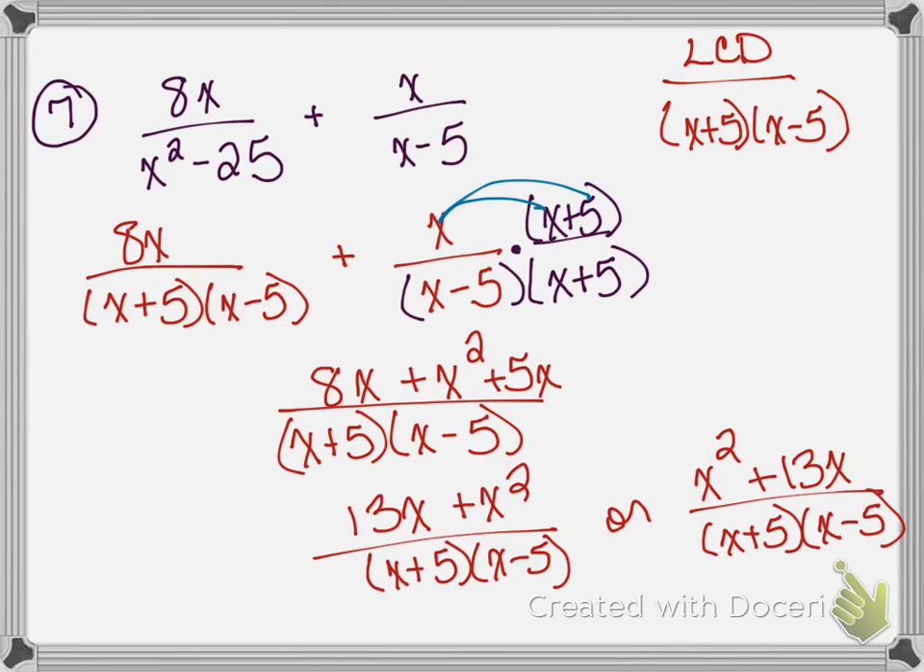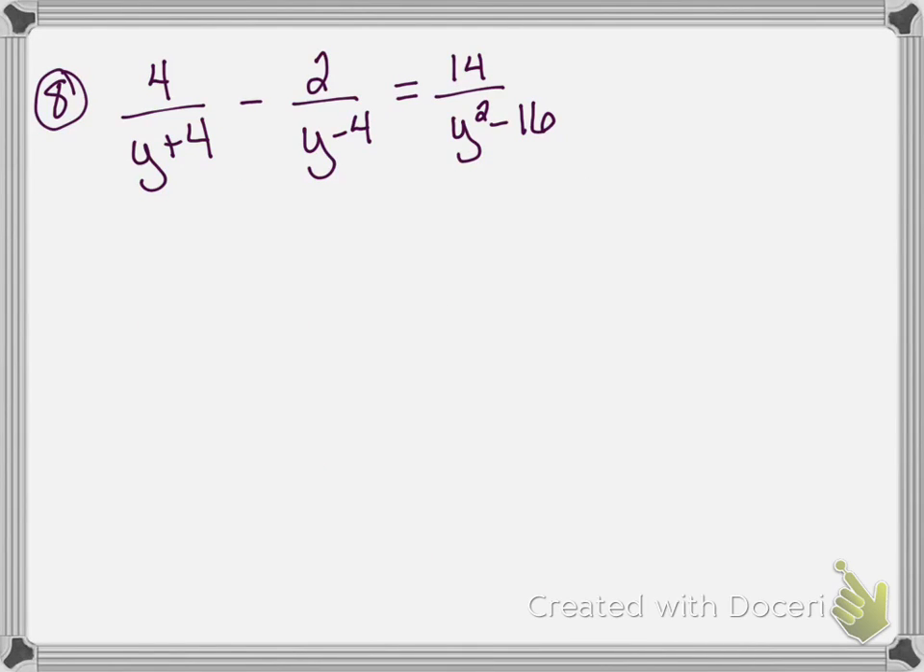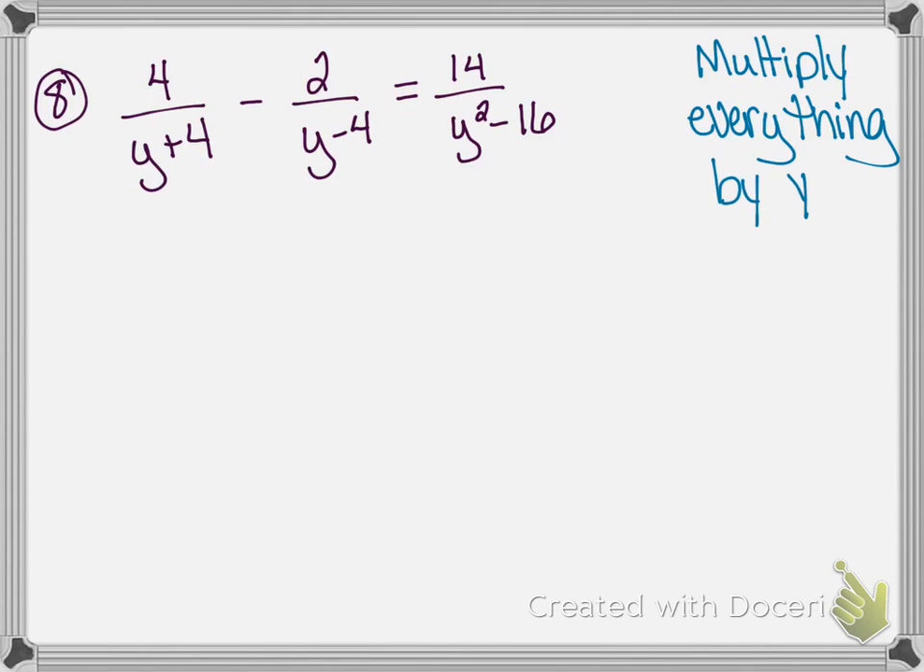Okay? Now here, we have an equal sign. When you have an equal sign, you are still finding your LCD, but you multiply everything by your LCD to eliminate. That means get rid of. You are getting rid of. You want to eliminate the denominator.